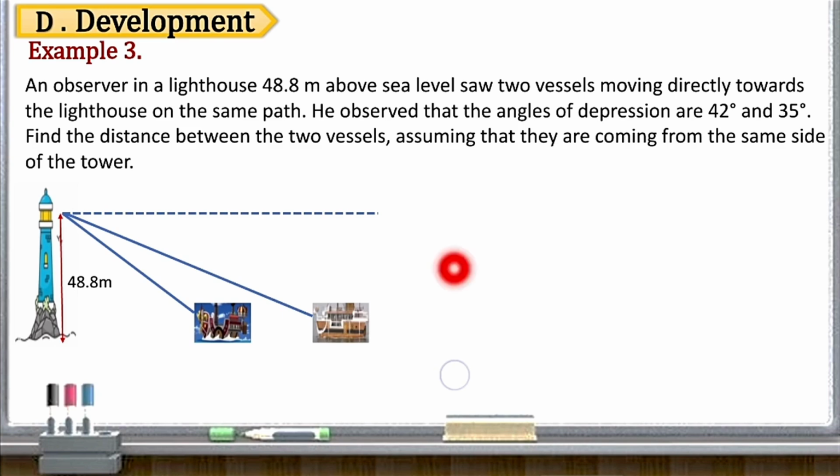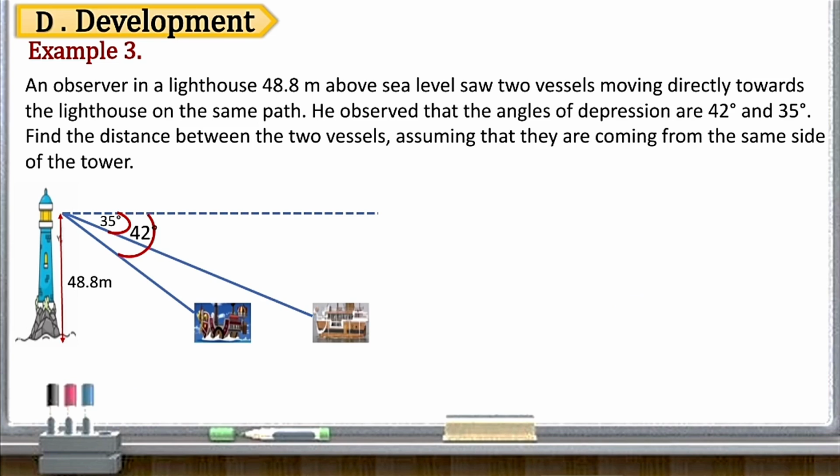So, ito class yung ating mas malayong barko. At ito yung kanyang line of sight below observer. Ito yung ating horizontal line of sight. Ibig sabihin, dito natin ilalagay yung 35 degree. At dito naman class, sa mas malapit na barko, tandaan, dito sa ating line of sight below observer and horizontal line of sight, sa pagitan nila, ilalagay yung 42 degree. Mula dito class sa horizontal line of sight hanggang dito sa line of sight below observer. So, ganito po.